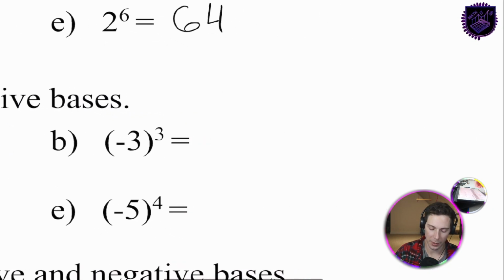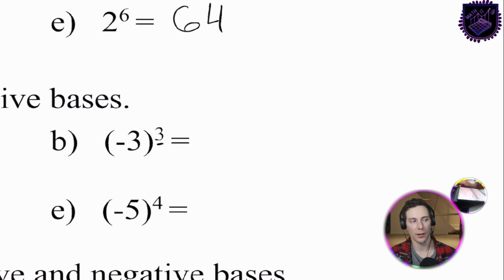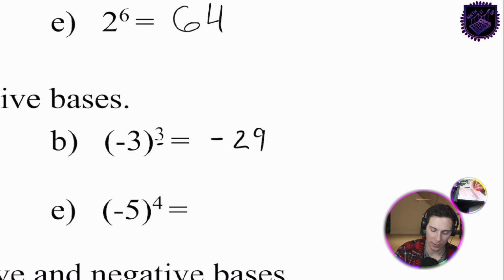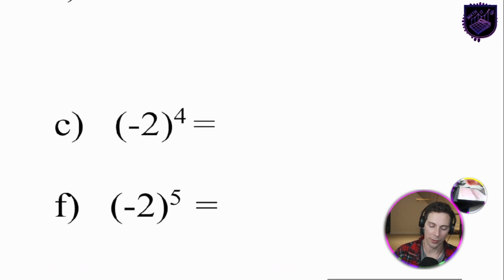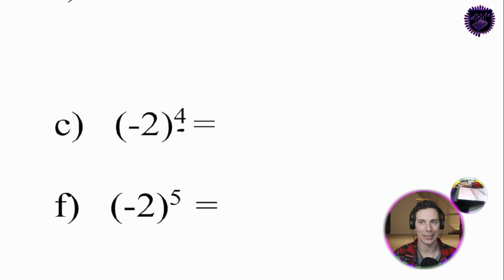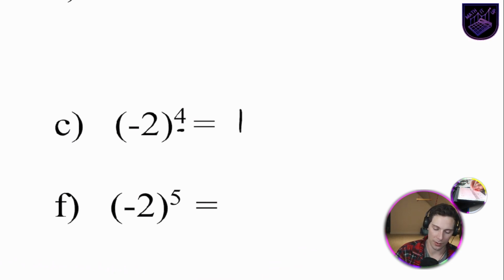2b to the power of 3. So now we have that odd exponent. It's an odd number. So we're going to get a negative answer, and it's going to be negative 27. 3 times 3 is 9, times 3 is 27. 2c, 2 to the power of 4. Again, even exponent. 4 is even. Even exponent is going to be a positive answer. So 2 times 2 is 4, times 2 is 8, times 2 is 16, positive 16.